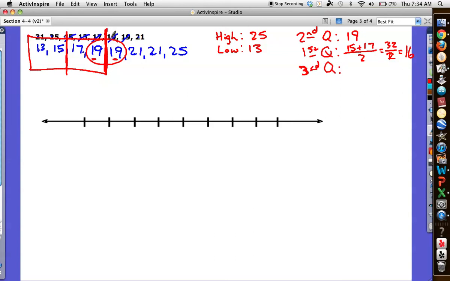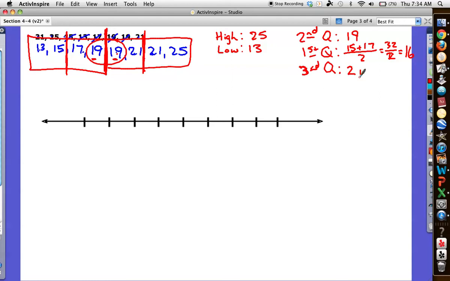Okay, again, I have 4 numbers, not 3, because this 19 is not the median. It's the 19 that's in between these. The 19 you can't see. So my median, you notice I have 2 numbers here, 2 numbers here. So I've got a median or third quartile of 21. I'm not going to make you show work there because it's the same 2 numbers.